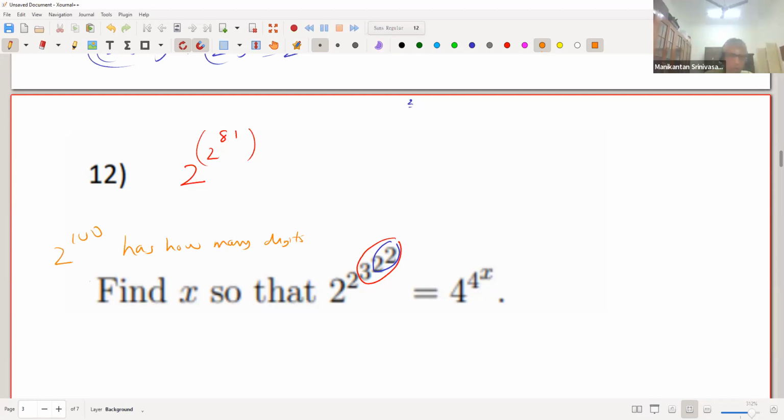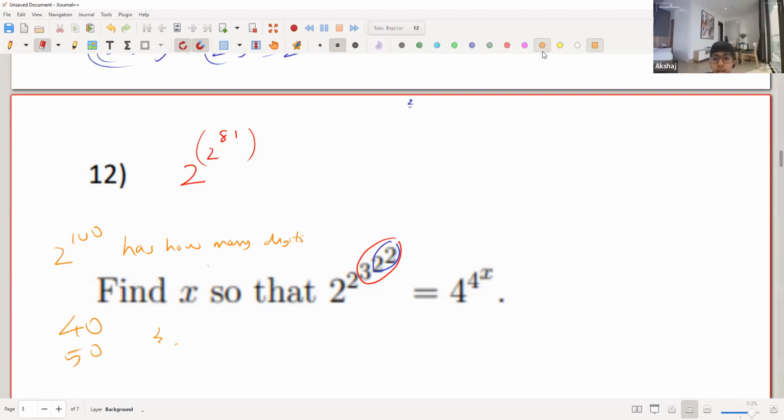Anyone? Am I audible clearly, guys? Sukrit, I didn't hear much from you today at all. You're okay? 2 power 100, how many digits, Sukrit? So that's 40. Oh, 40. Any other answers? 50. Okay, it's actually 30 digits. Yeah, it's more like 30 digits.